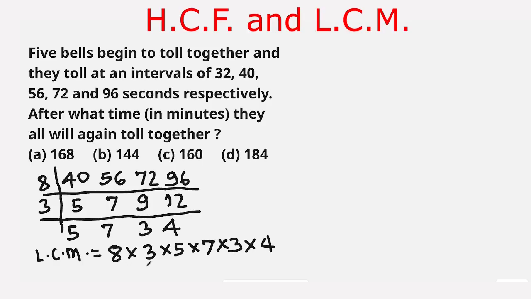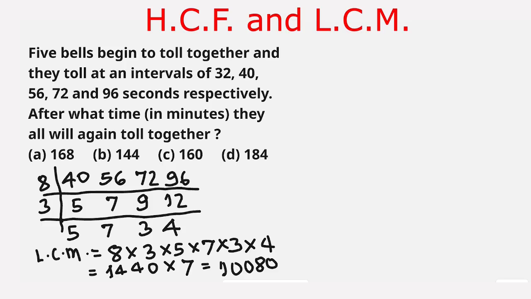8 times 3 is 24. 24 times 5 is 120. 120 times 3 is 360. 360 times 4 is 1440. And we have to multiply 1440 by 7. 7 times 0 is 0. 7 times 4 is 28. We write 8 and carry 2. 7 times 4 is 28, plus 2 is 30. We write 0 and carry 3. 7 times 1 is 7, plus 3 is 10. So this is equal to 10,080 seconds.